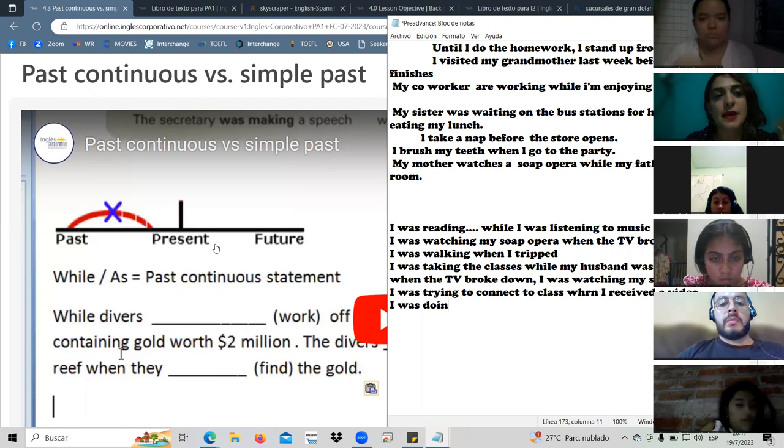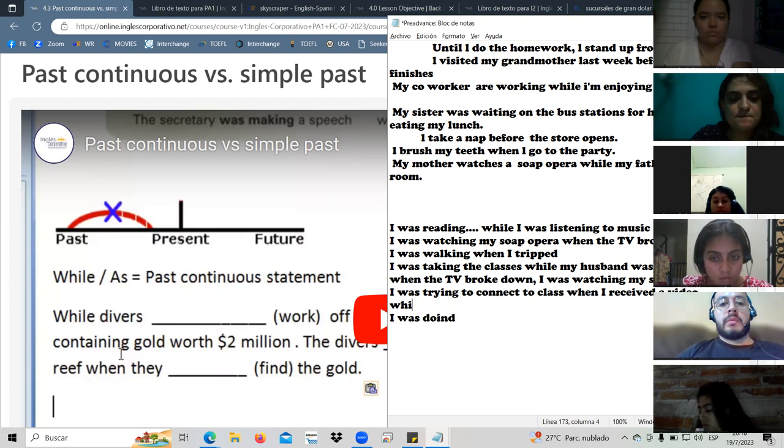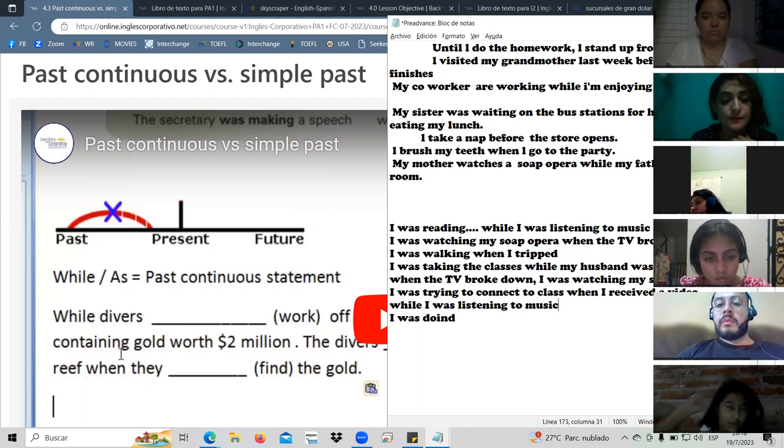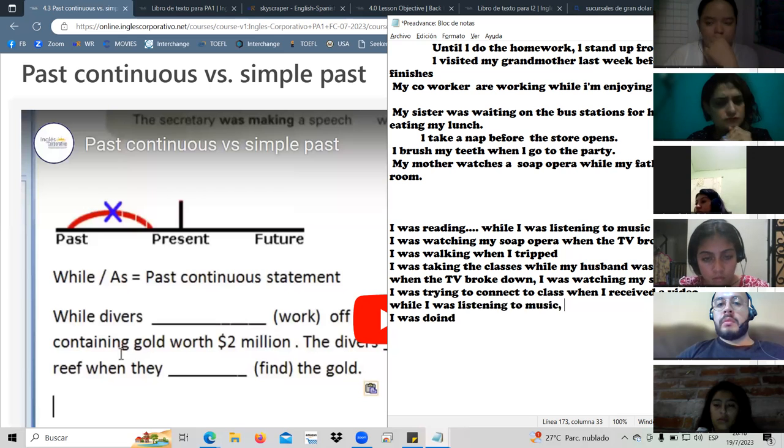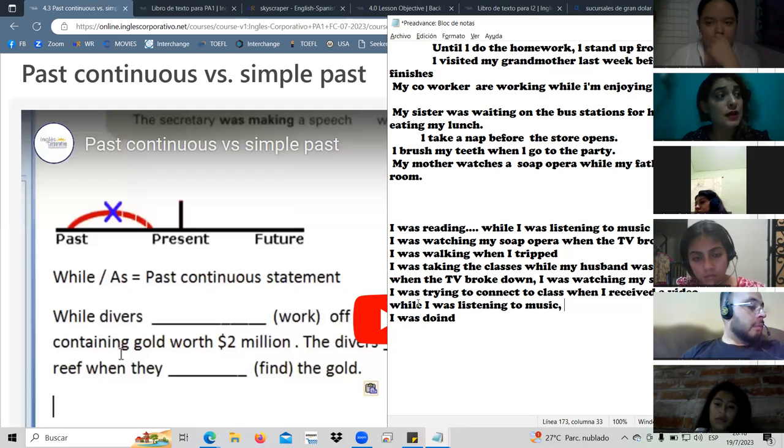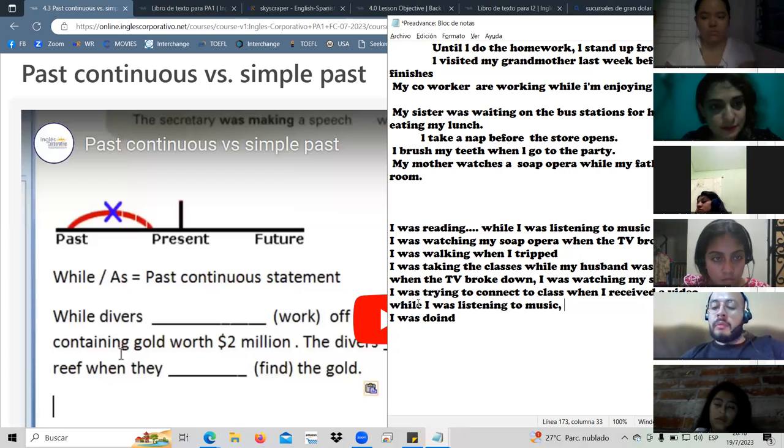So, the second using while. Okay, while I was listening to music. Suddenly, an owl appeared. While I was listening, remember, while means that it's past continuous, both sentences. When I was listening to music, no, while or when I heard music. Okay, si ocupo when, ocupo pasado. No past continuous.